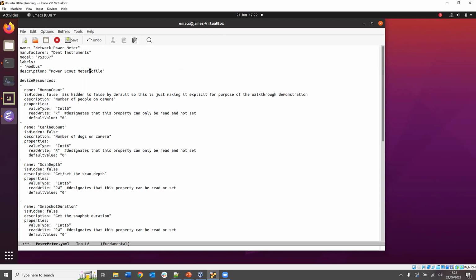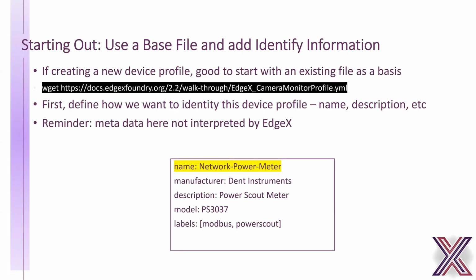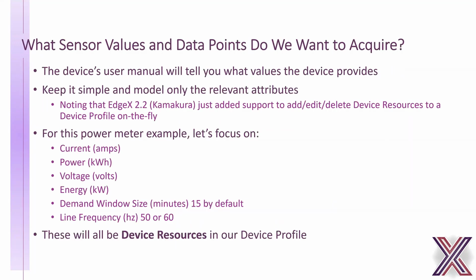So just so we can identify it when we see the profile. Okay, that's pretty straightforward. So the next thing to do is, I'll go back to the slides. Think about the sensor values and the particular data points we want to acquire. And this is where we need the user manual.